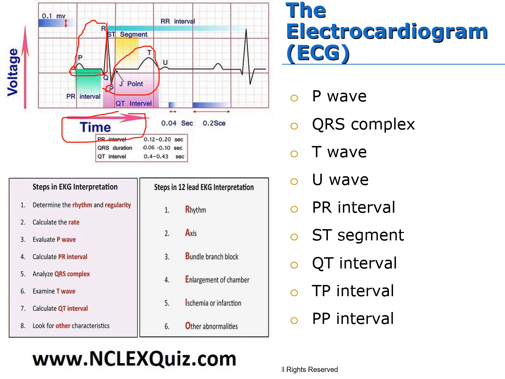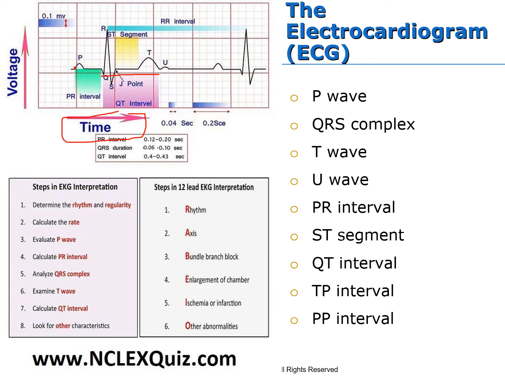And then QT interval represents the total time for ventricular depolarization and repolarization. So from Q to T, that's how much time it takes for the ventricles to depolarize and then repolarize.